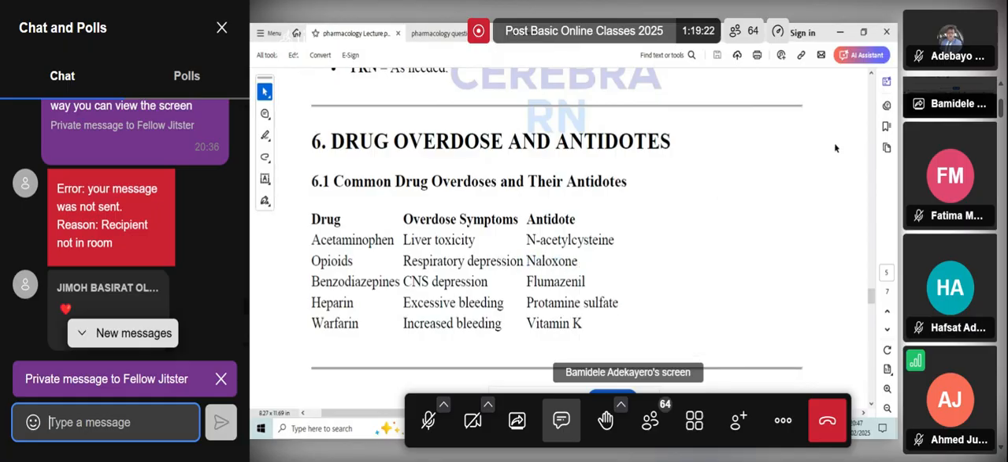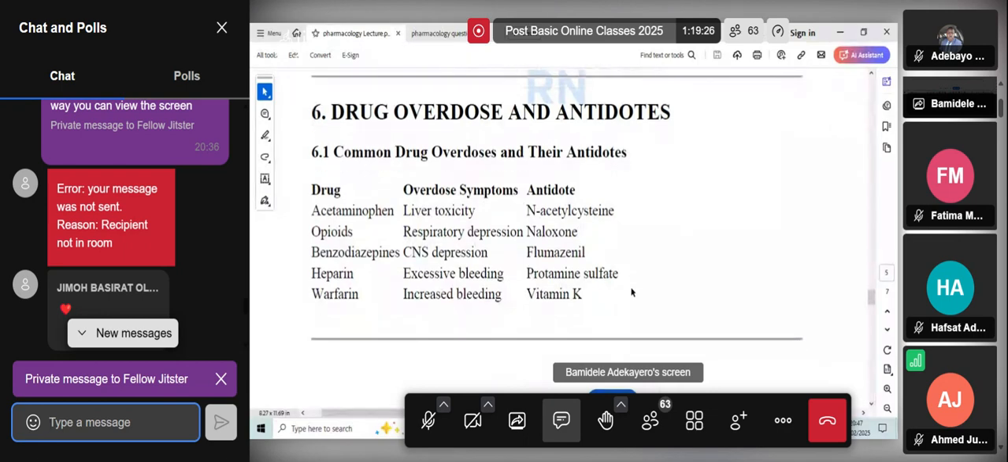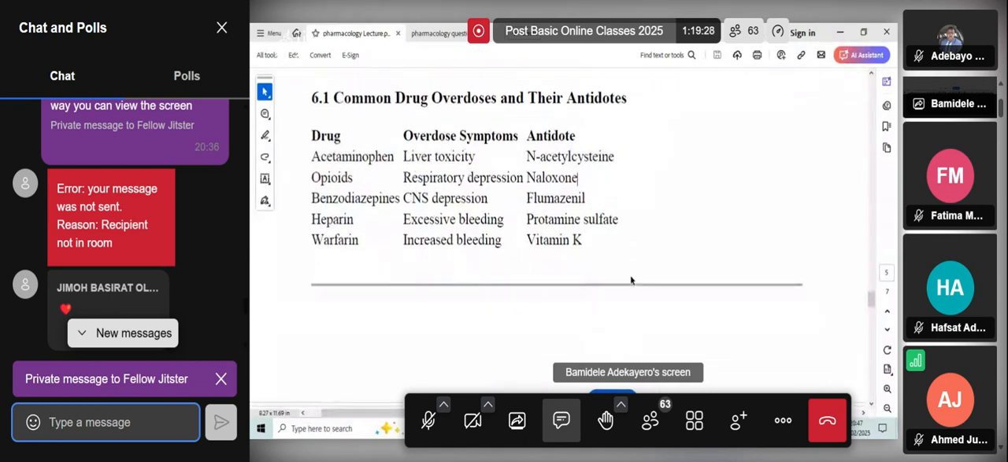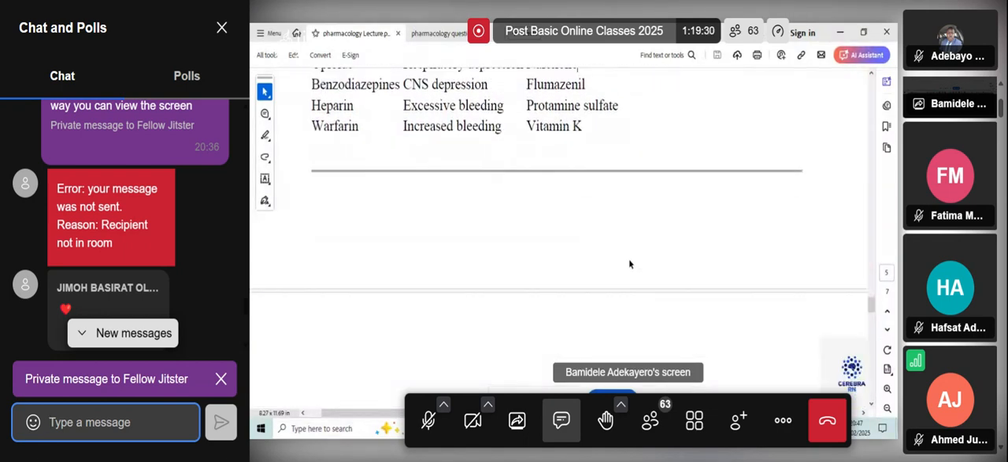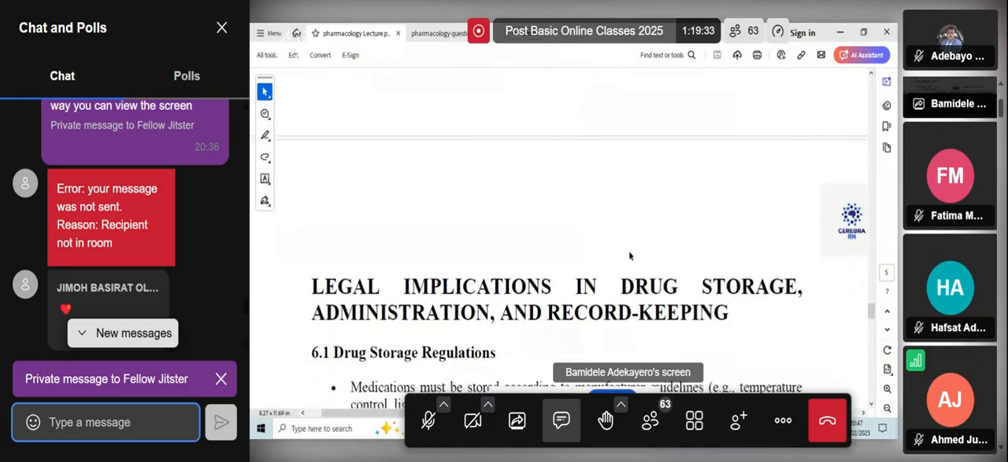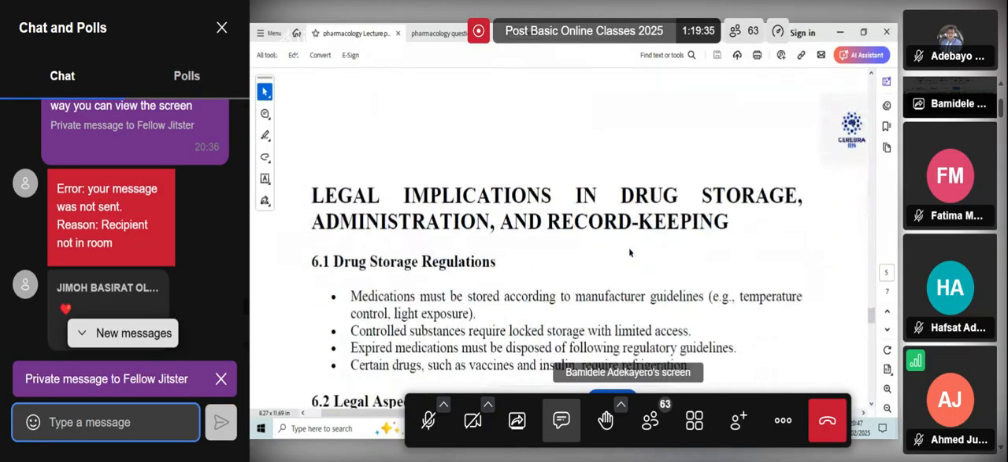So this is what you need. This aspect here is very important. Please take note of it. We have more of this on the app, and I'll give you this material as well after the class is over.